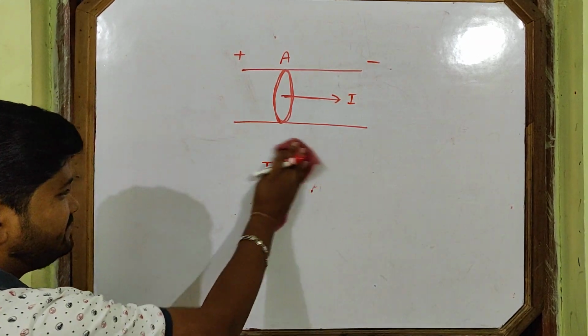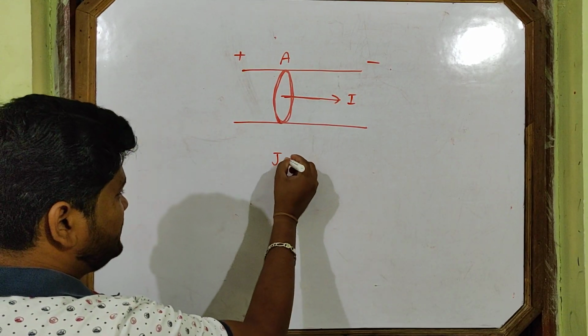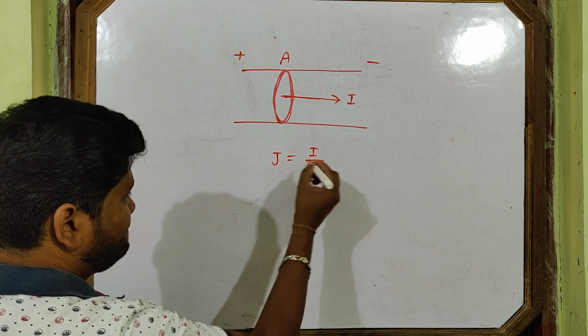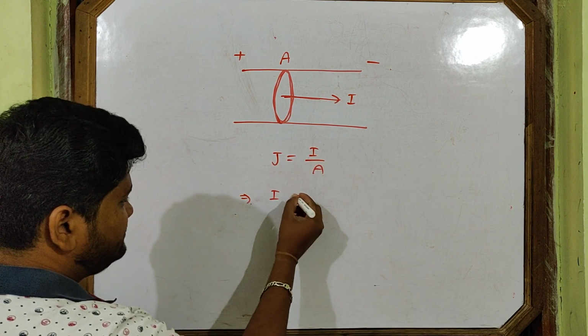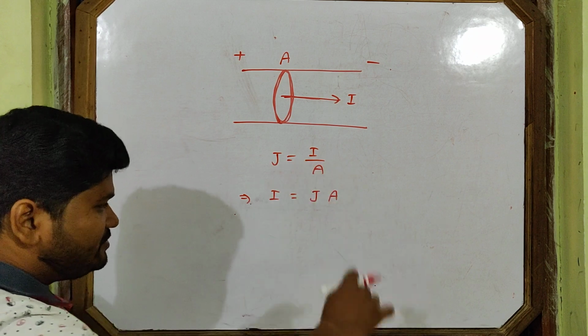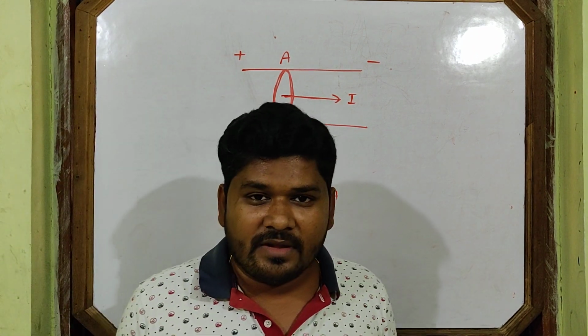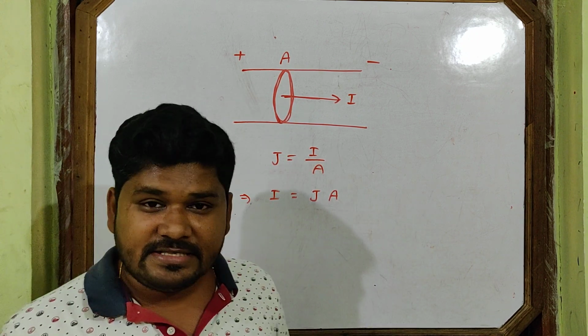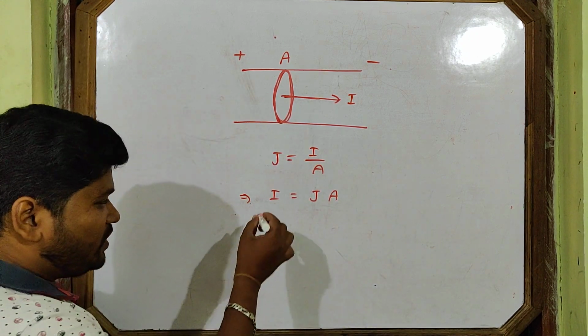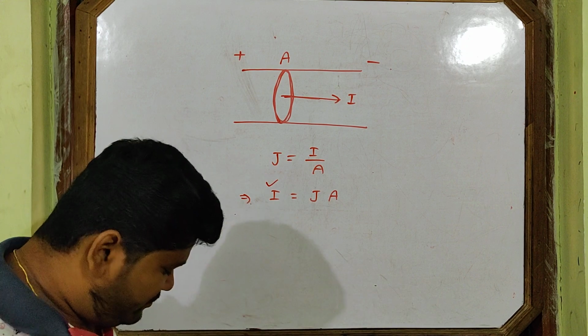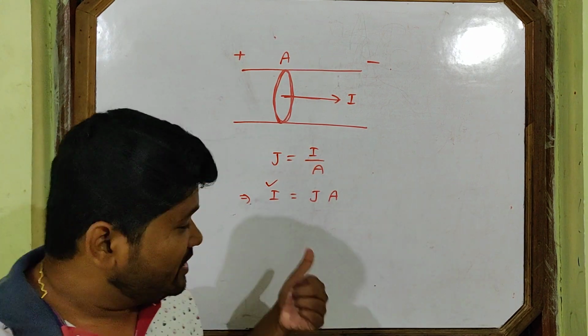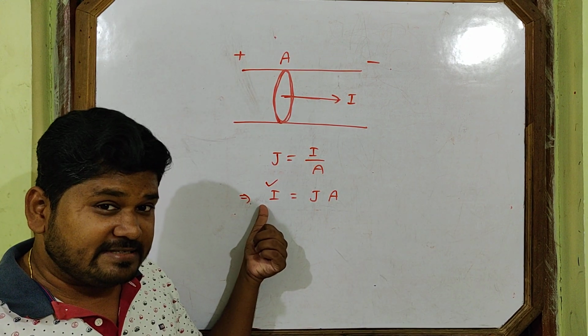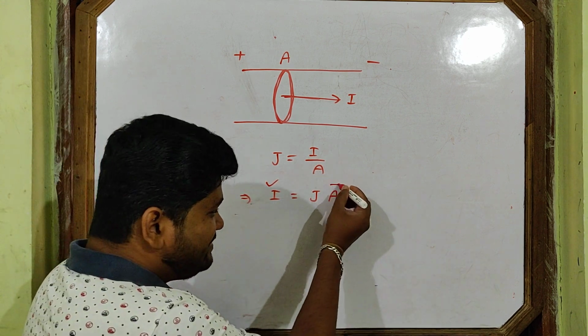Now let's see. J is equal to I by A. Then I is equal to J times A. But current is a scalar. You see what problem we are facing. Try to understand: current is a scalar, but area is a vector.